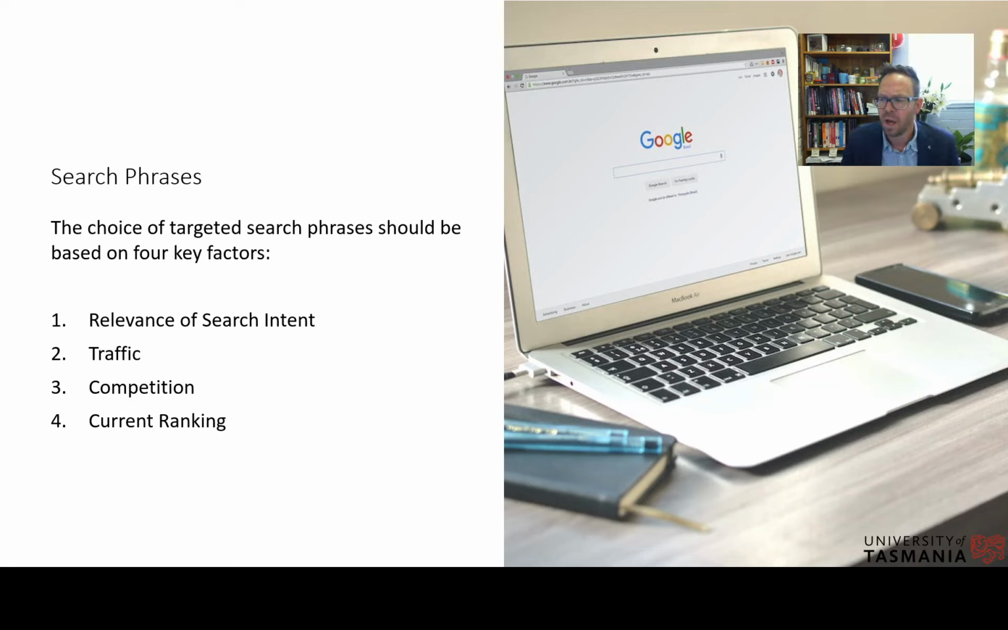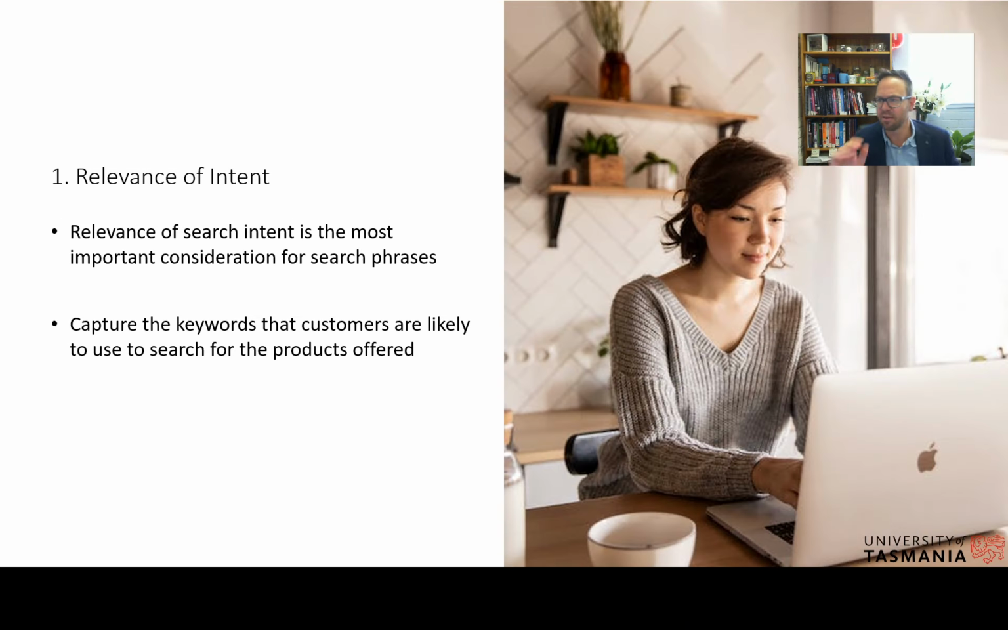And then number 4, your current ranking. How much do you have to lift to get to the first page or number 1 rank? You might select a search phrase where you're currently ranking on page 4, which is pretty bad. Very few people are going to go to page 4 to actually find your business. So you've got a long way to go. Whereas if you're on page 2, you might have less to go, or if you're on page 1 but want to get higher. That makes a difference as well. So let's have a look at this as we go forwards.